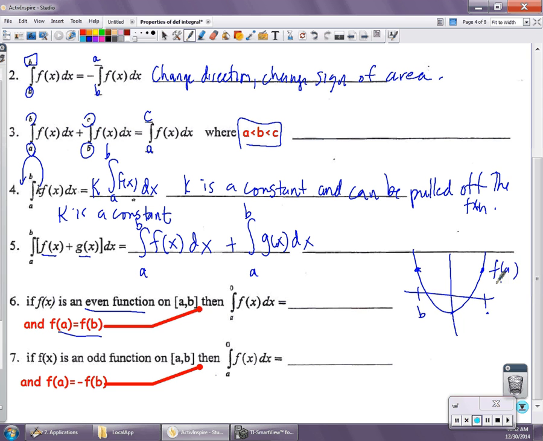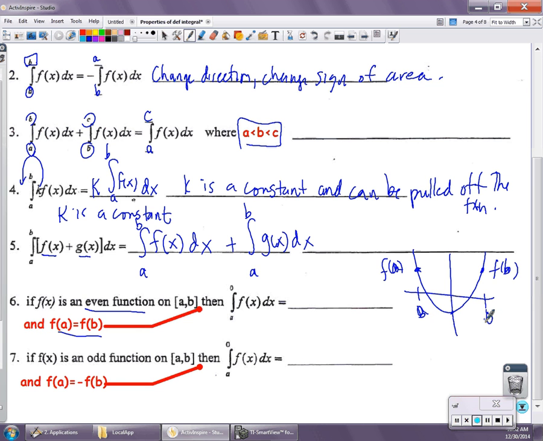F of a is equal to f of b. In other words, they have the same y value. Then the area from a to 0, I should have started with this one being a. Let me fix that. This is a, this is b.